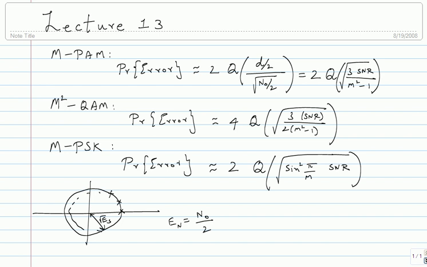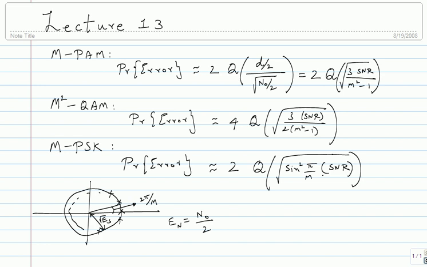We have a lot of points. So this angle would be what? What would be this angle? 2 pi by M. So this is my constellation. For that, if you work out all the expressions for probability of error, you will get this: sine squared pi by M times SNR.